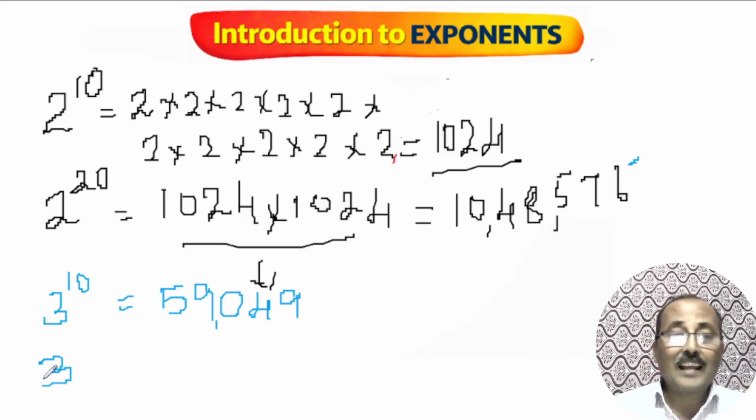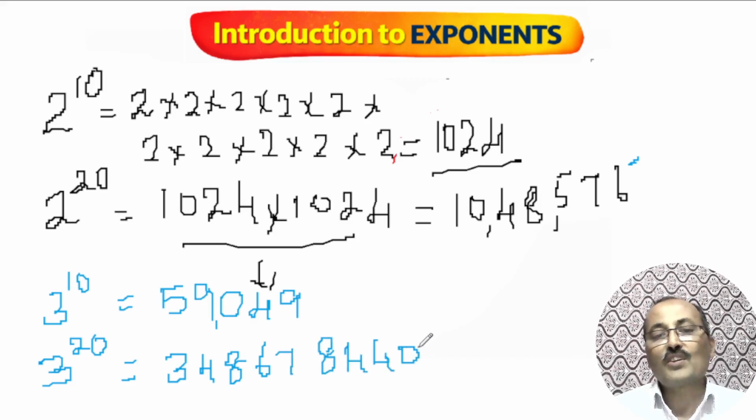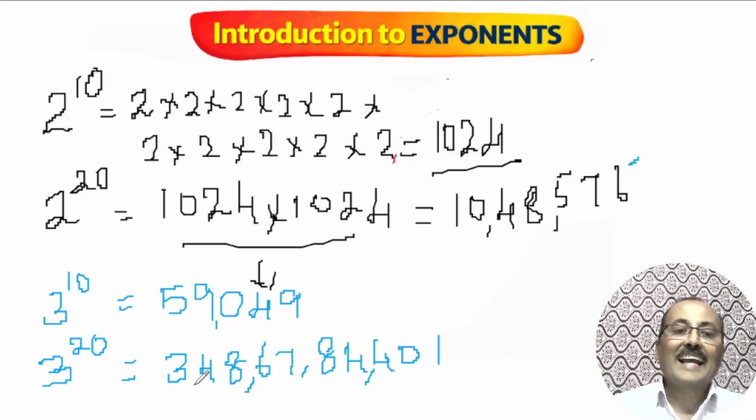Shall I say the value for 3 to the power of 20? Can you at least imagine what that number will be? Yes, 3,48,67,84,401. Read it: thousands, lakhs, crores, it keeps growing. 348 crores, 67 lakhs, 84,401. That is for 20.